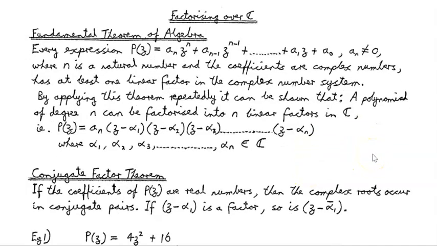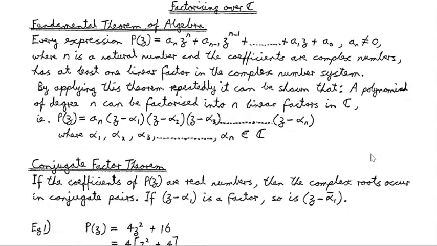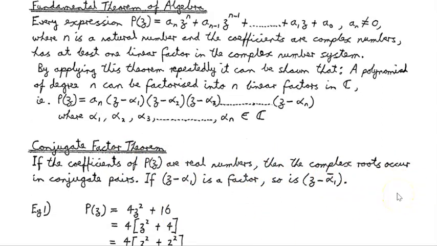Okay, and one other thing just before we begin and put some applications here is the conjugate factor theorem. If the coefficients of p of z are real numbers, that's these a_n here, then the complex roots occur in conjugate pairs, such that if z minus alpha 1 is a factor, then so is z minus alpha 1 conjugate. Notice the bar above indicating the conjugate. So if z minus alpha 1 is a factor, then so is z minus alpha 1 conjugate, okay? That's where the coefficients of p of z are real numbers and the complex roots occur in conjugate pairs.